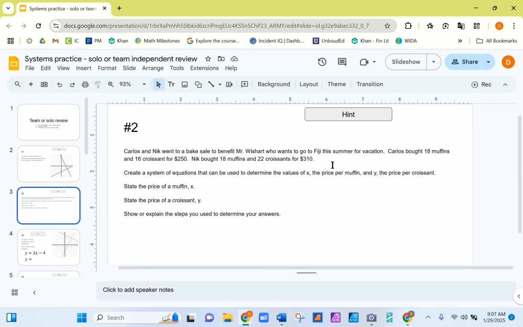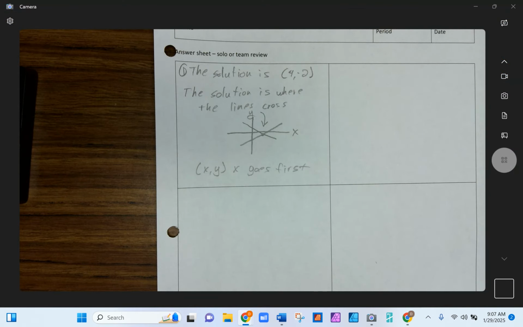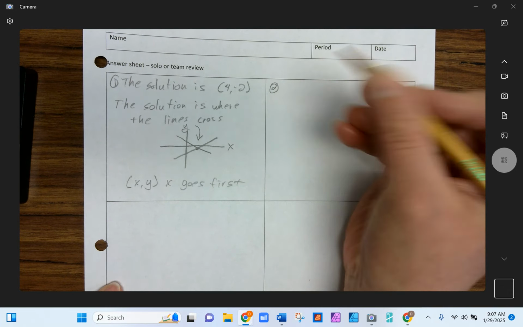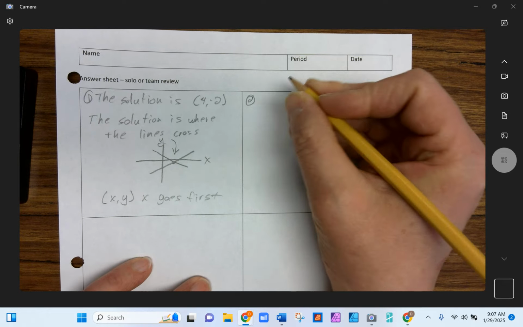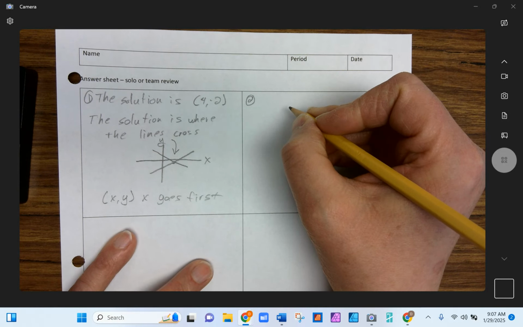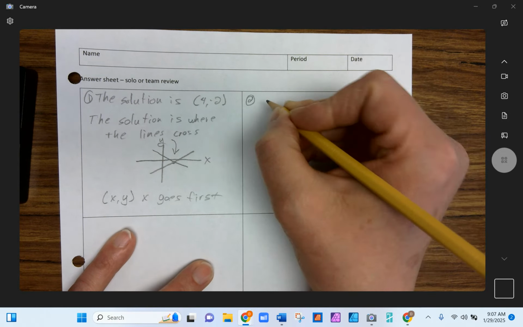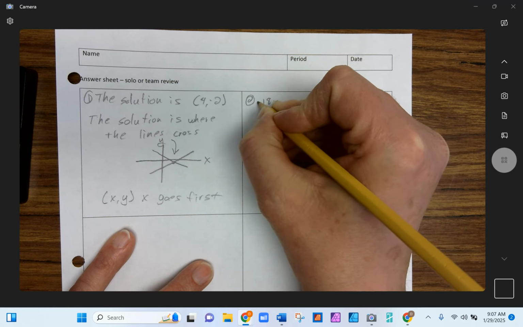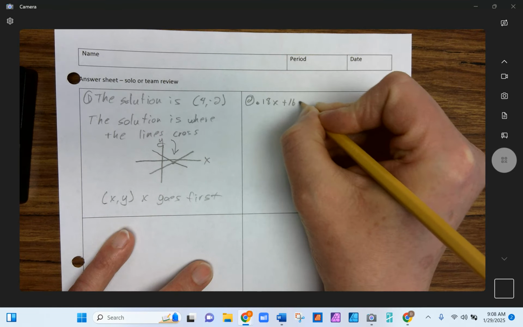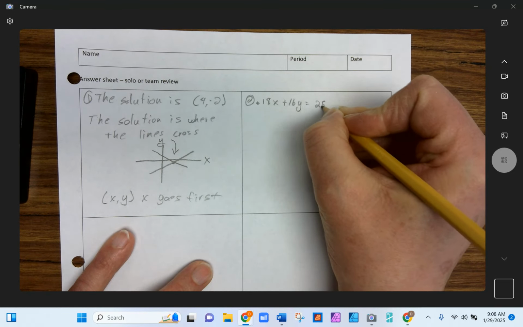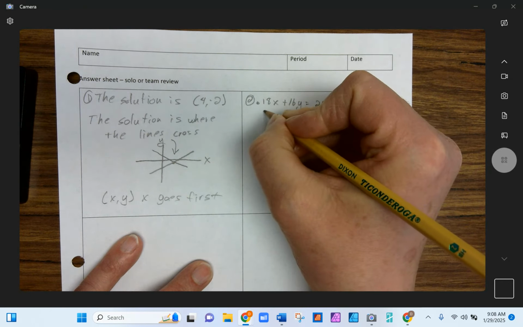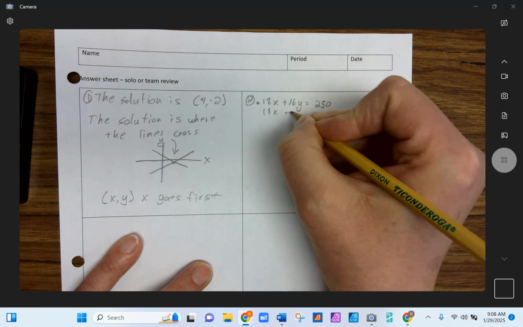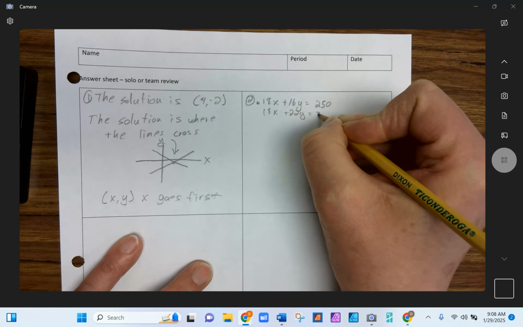So let's see here. I'm going to keep this on the other screen for a sec. Number 2. My suggestion is to write small on this, guys. So for the first equation, we got Carlos, 18x plus 16y is 250. And then 18x plus 22y is 310. This is the first bullet point.